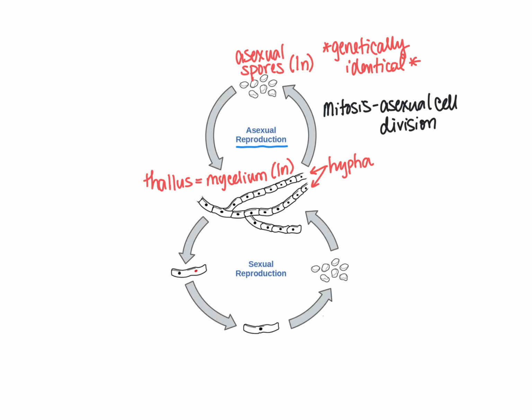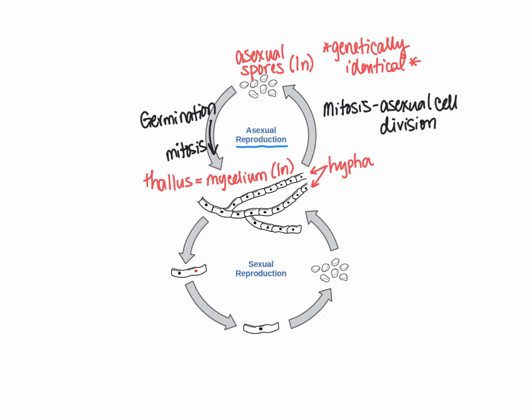Now, these spores can then be released into the environment and they're going to land on different surfaces. And if they find a surface conducive to growth, they might go through the process of germination. During germination, essentially what happens is that those spores, in this favorable environment, go through mitosis in order to form a new mycelium.